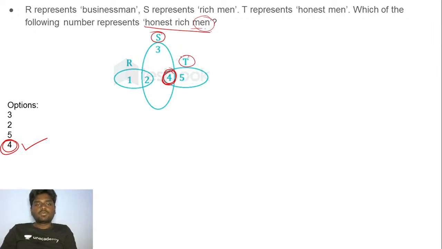Okay. So you need to simply see the honest rich men. We have to find the area where S and T meet. So 4 is the number where S and T meet. So undoubtedly it is option 4 for the answer. Okay. Next question for you.